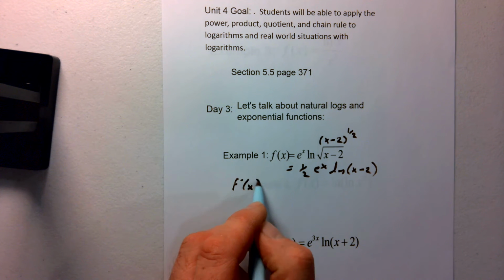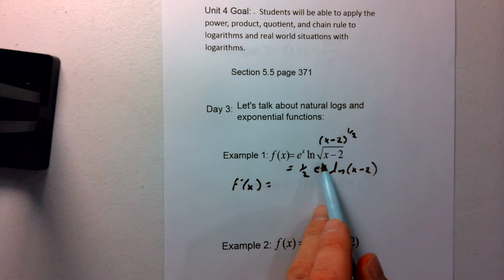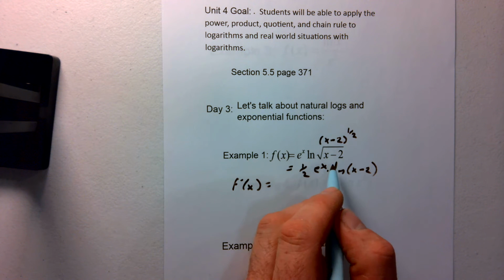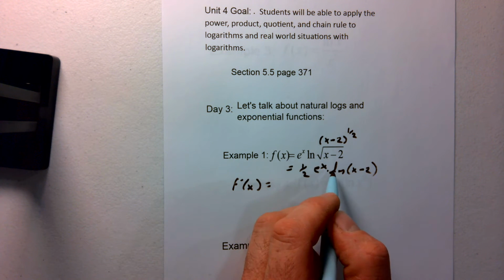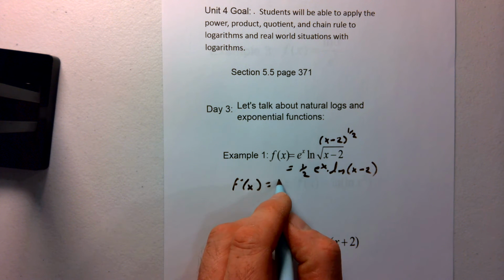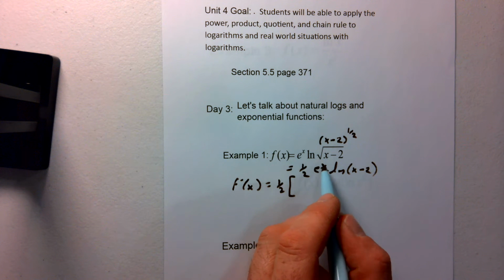Now I can think about my derivative. Well, I have x's in two different parts here, don't I? I have e to the x times that natural log of x minus 2. So I'm going to have a product rule to work with. This 1/2, that's a constant, so I can just let that hang out there and multiply it in at the end. So how do I find the derivative here?